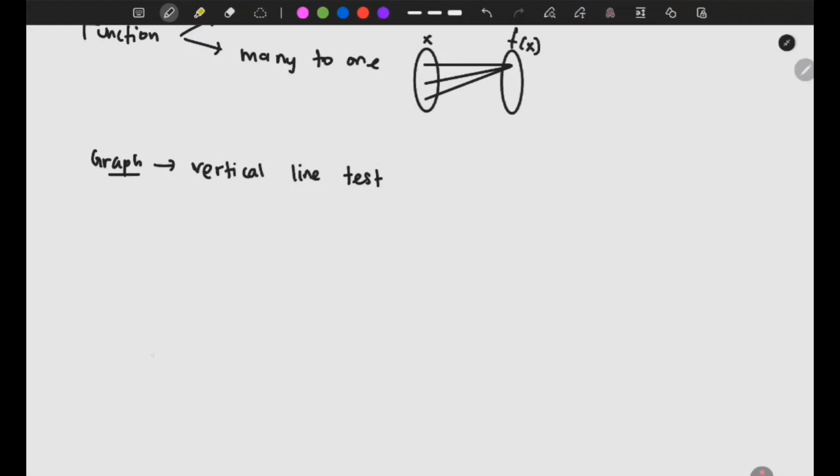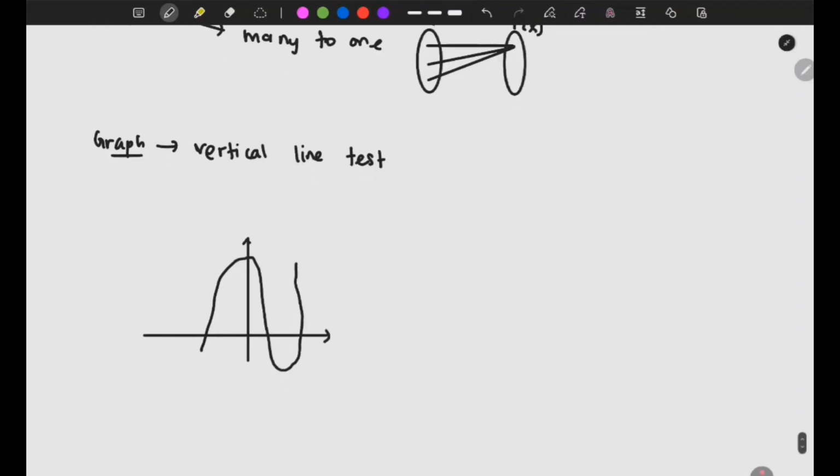So for example, I give you a graph, something like this, and you just take one point. Say take this point and do a vertical line, and if you realize it just cuts at 1 point, so a function means it cuts at 1 point. So then it's a function. You have to do the vertical line test if they give you a graph.